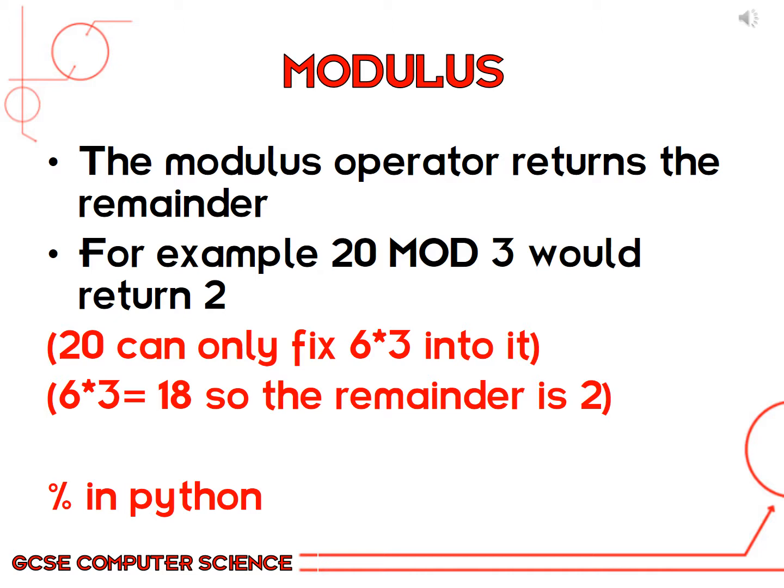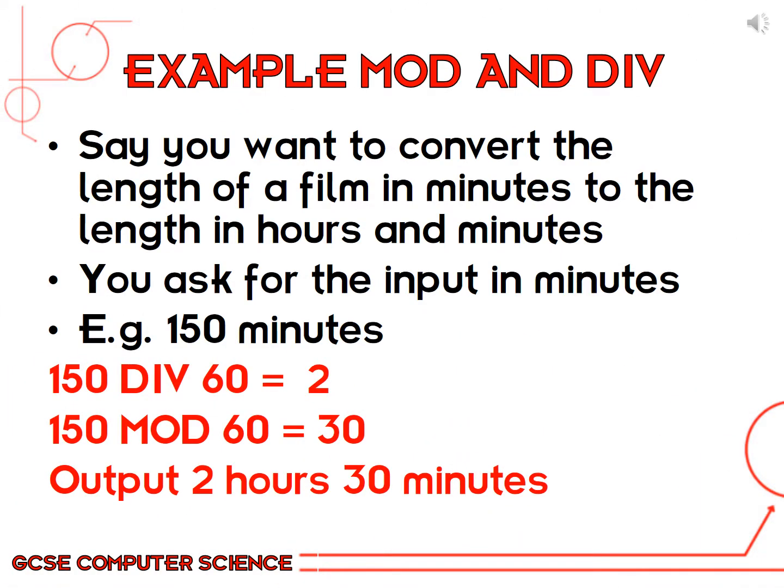The modulus sign in Python is a percentage. The quotient sign in Python is 2 divide signs next to each other. The best way of looking at mod and div is to look at an example.